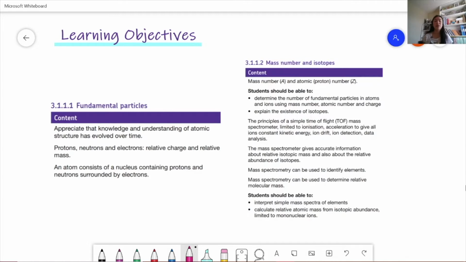We're then going to look at the principles of a simple time-of-flight mass spectrometer limited to ionization, acceleration to give all ions constant kinetic energy, ion drift, ion detection, and data analysis. We're then going to look at how the mass spectrometer gives accurate information about relative isotopic mass, and also about the relative abundance of isotopes, and how it can identify elements and determine relative molecular mass. So by the end, we should be able to interpret simple mass spectra of elements and calculate relative atomic mass from isotopic abundance, which is limited to mononuclear ions.